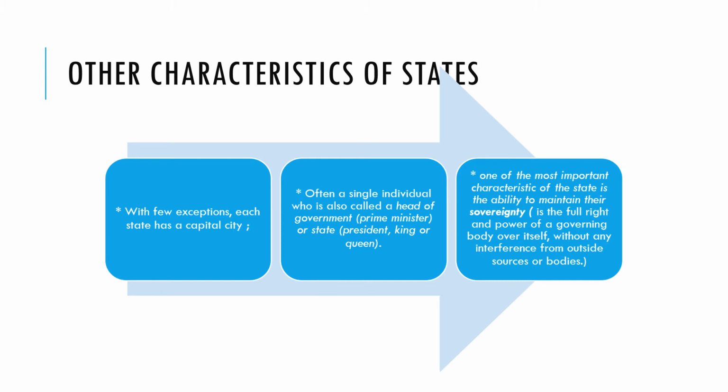Furthermore, states have the following characteristics. With few exceptions, each state has a capital city. So there are certain states that do not have a capital city. Often a single individual who is actually ruling the country is called head of government, prime minister, president, king or queen. One of the most important characteristics of a state is the ability to maintain sovereignty, which means that the state has the full right and power of a governing body itself without any interference from outside sources or bodies.